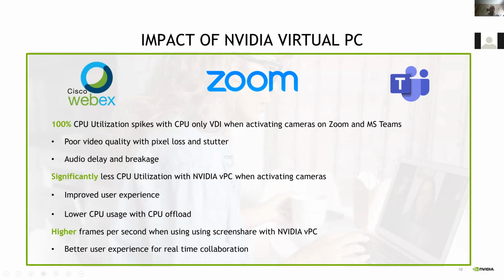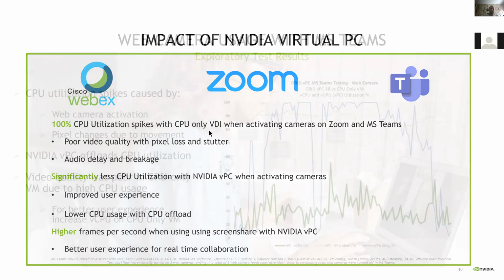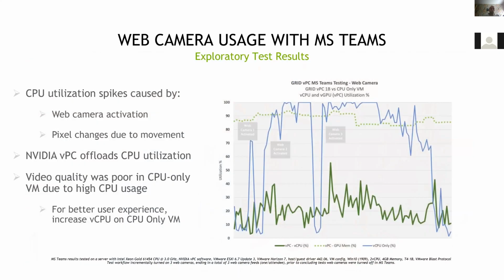And what I'll do here is show you the next couple of slides talking about how Teams operates. When a user activates their camera, you see a spike in CPU utilization, and we see the points here where that's happened. When you look at the NVIDIA software and how it's offloading, the green line we see down here shows how we smooth that trend out and deliver a much more effective platform.